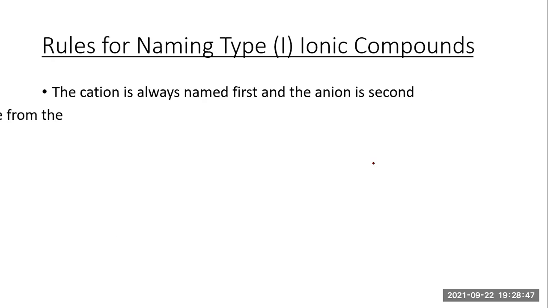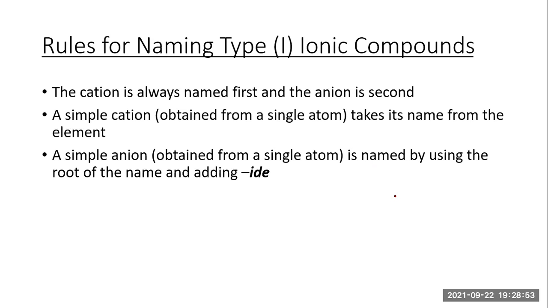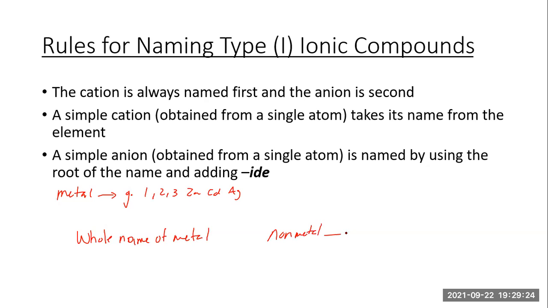So let's talk about type 1 compounds and how we go about naming them. It's pretty straightforward. We're looking at the metal, and if it is in group 1, 2, or 3, zinc, cadmium, or silver, then that metal is most important. The way we name it is we use the whole name of the metal, and the non-metal gets the -ide treatment at the end of it, and we drop the last part.